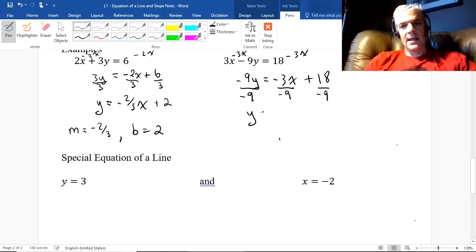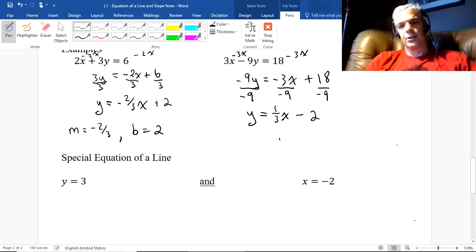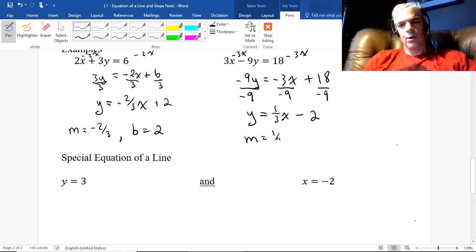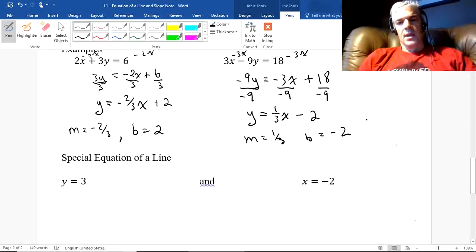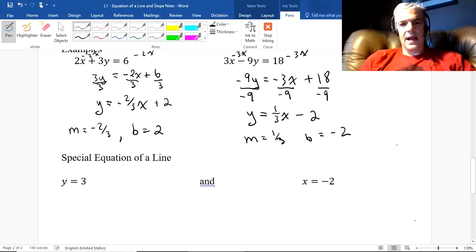And so this is y equals, this can be simplified. If you recognize 3 over 9 can be simplified to 1/3, and minus over minus makes it a positive. So this becomes 1/3 x, a little bit of a trickier question. And here I have a positive divided by a negative. That's a negative, and it's 2. And there's my equation. M equals 1 over 3, and B equals minus 2. And you'll see in our next lesson that this provides us with valuable information for graphing.